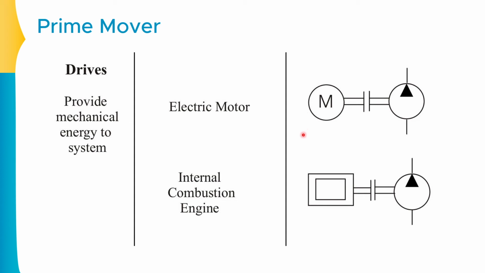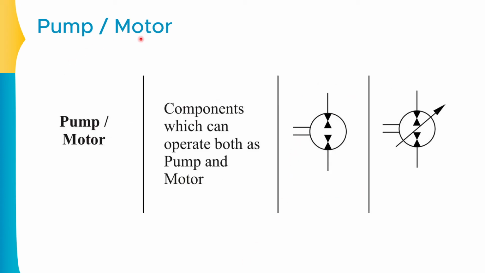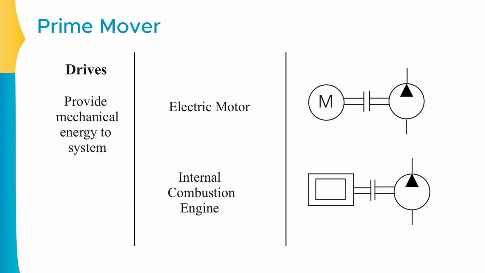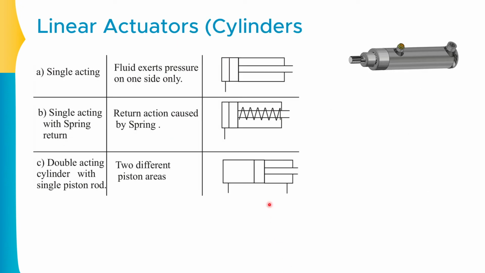Okay. Then after the prime movers, we saw the rotary actuator also. Now we will be seeing the linear actuators. They are also known as the cylinders. So the very first and very basic component is the single acting cylinder.